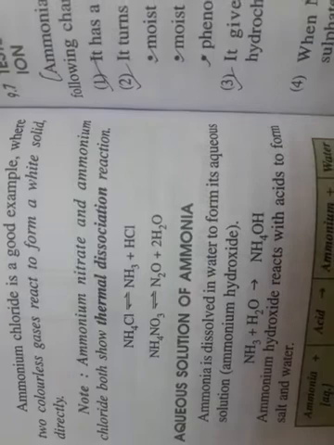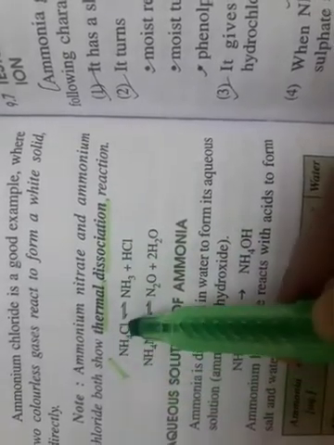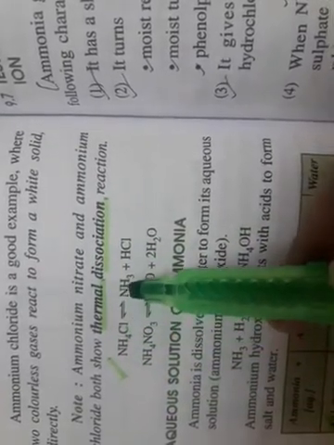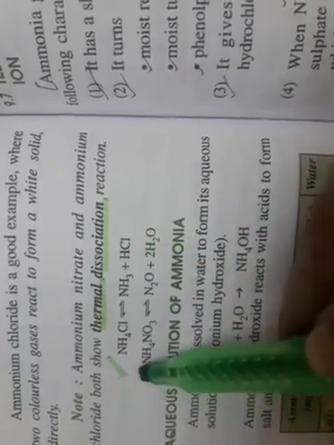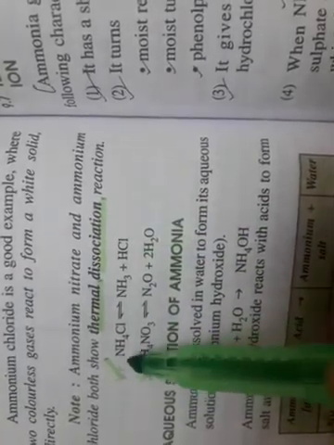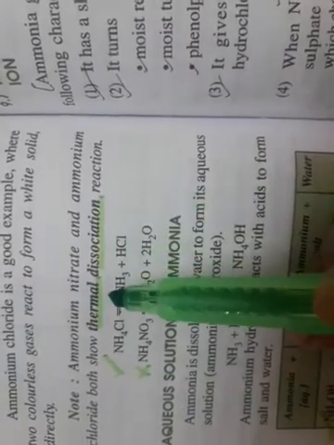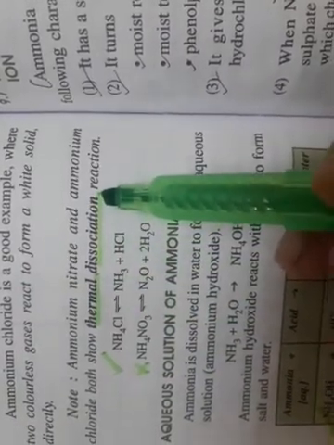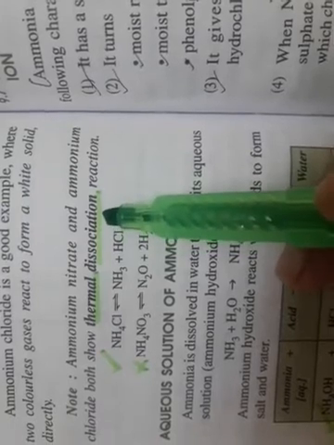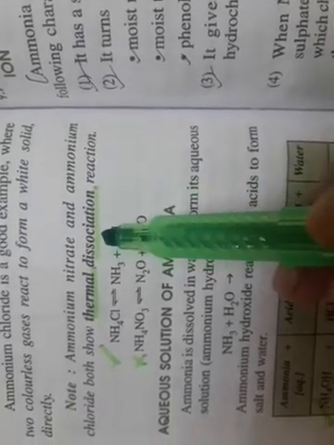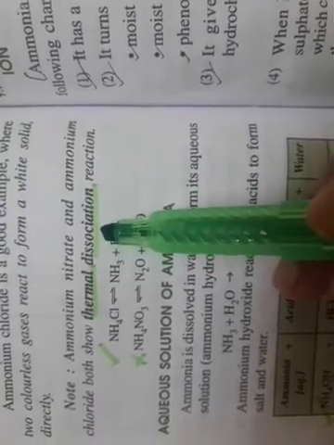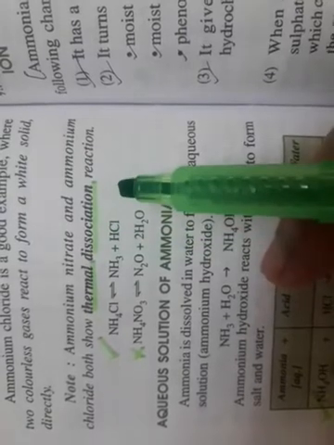Next, thermal dissociation reaction. You will write down this: NH4Cl reversible gives NH3 plus HCl. This you will not write, only the above equation you are going to write under the heading thermal dissociation. I have taught you thermal dissociation in class 9th in the chapter of electrolysis.